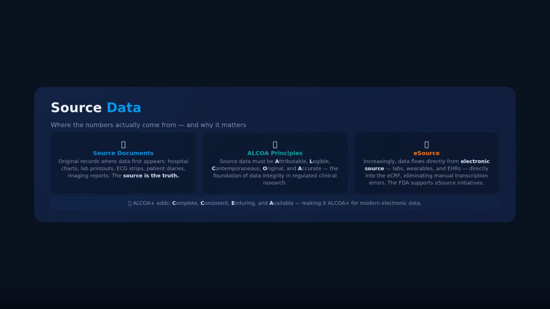Source data is where the numbers come from: hospital charts, lab printouts, ECG strips, and patient diaries. The source is the truth. Source data must follow the ALCOA principles: attributable, legible, contemporaneous, original, and accurate. ALCOA Plus adds complete, consistent, enduring, and available. Increasingly, electronic source data from labs and EHRs flows directly into the eCRF, eliminating manual transcription errors.